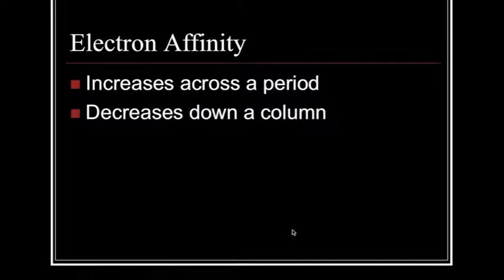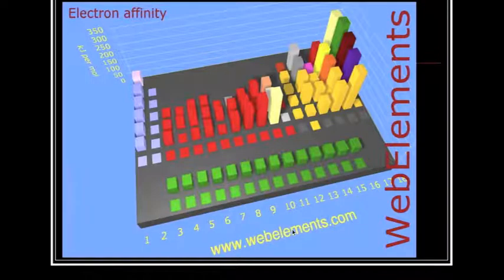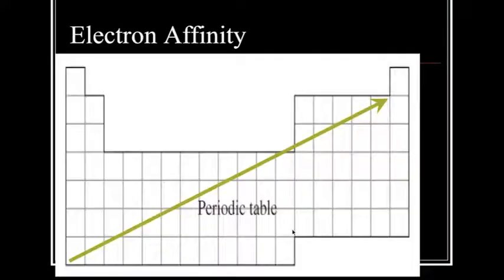Okay, and we see that it has a trend as well. It increases across the period and decreases down the columns. So it has the same trend as ionization energy. It increases as we move right, and it increases as we go up the groups.